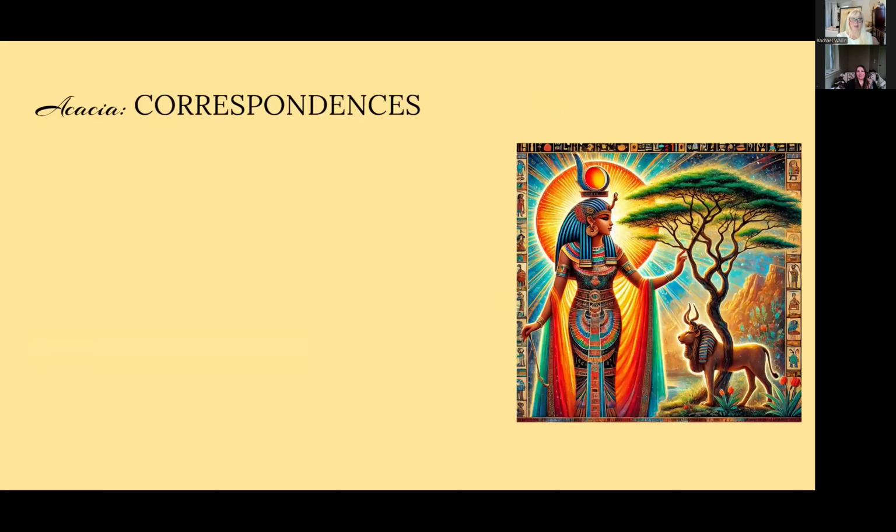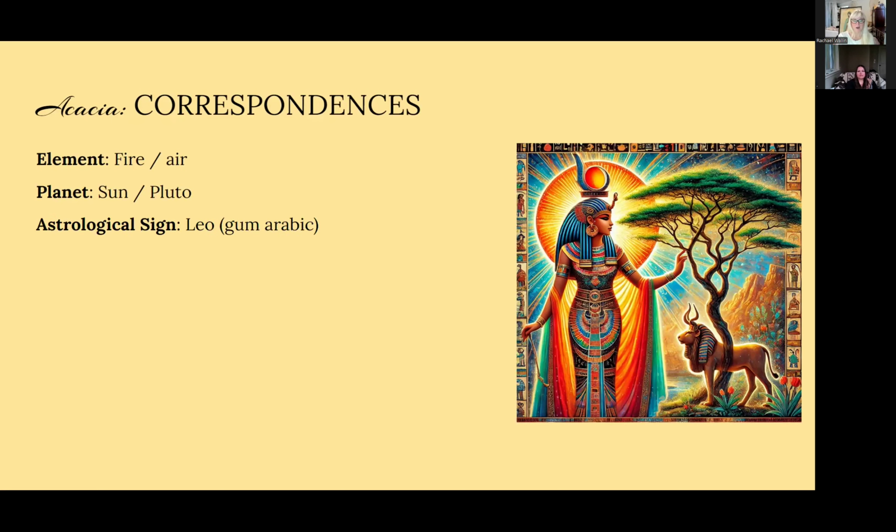So now let's go on to the correspondences associated with acacia. The element is fire or air. And the planet I've heard is Sun or Pluto. And I think definitely both could be at play here. There were some of both, like the underworld associated with Pluto. There was a lot of interesting stuff there. The astrological sign, and I could only find one for gum arabic, and it was Leo. So maybe that's the whole thing. Maybe not.